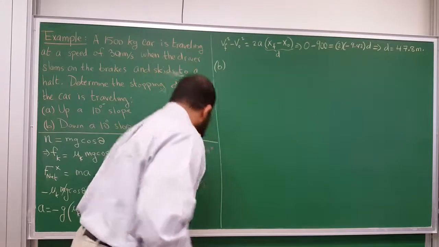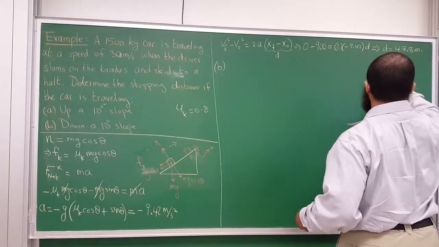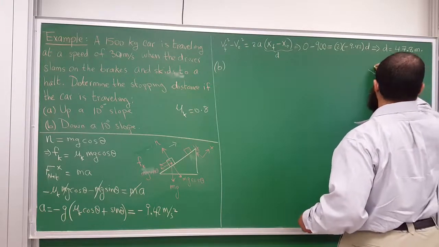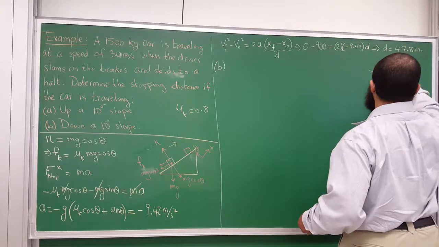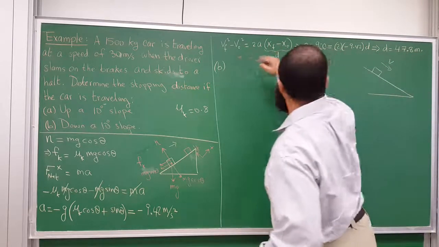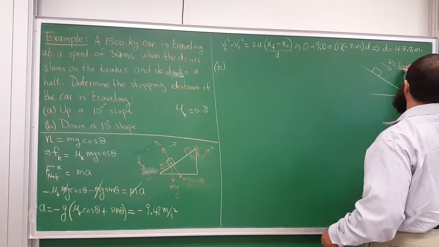So let me draw my same thing here. So now the car is heading down the incline. So here is the car. The car is going downward at a speed. This is part B. The initial speed is 30 meters per second.